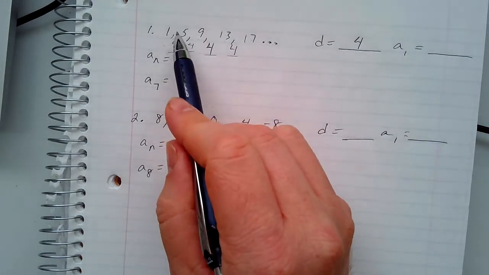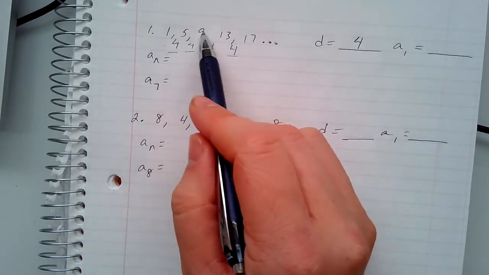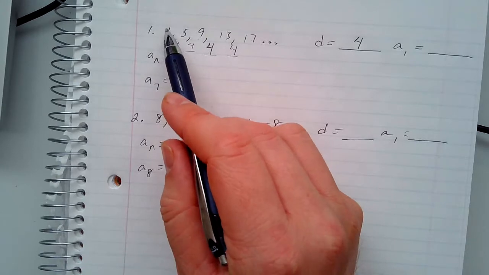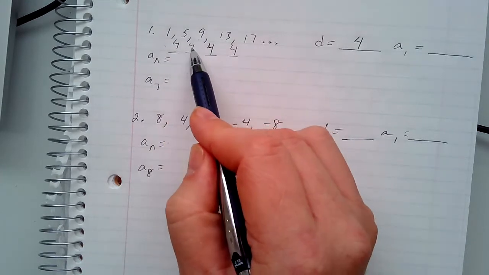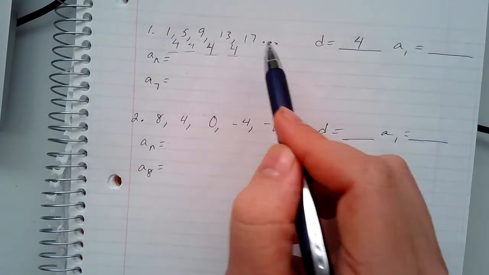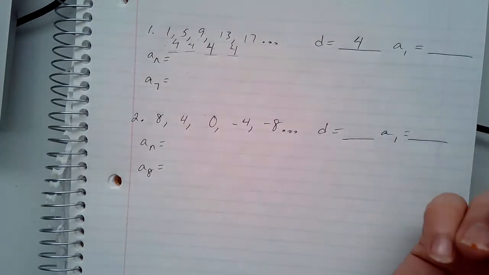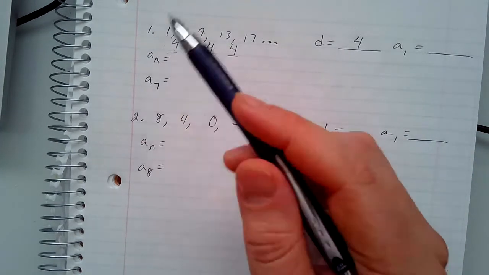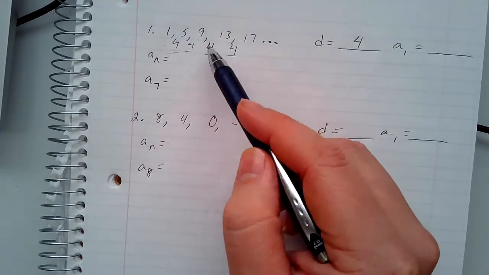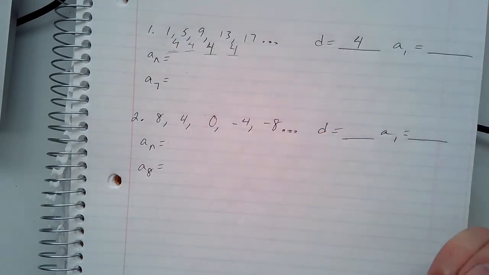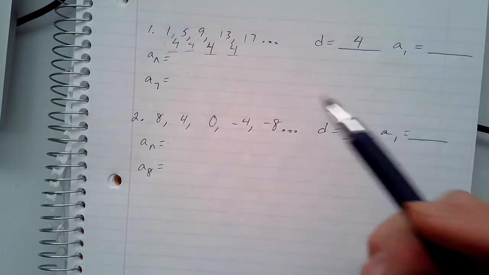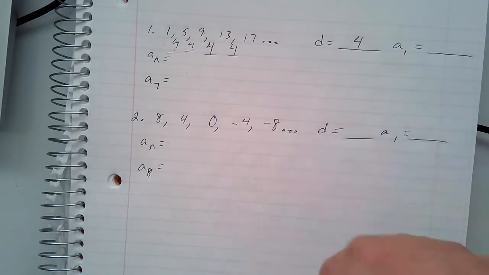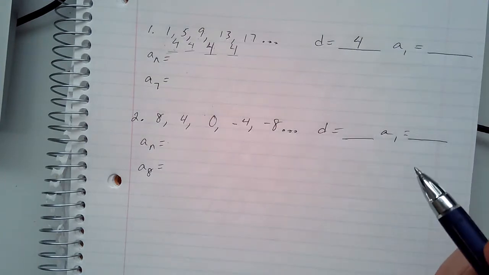Now, because there's addition or subtraction in between these, like 1 plus 4 would give me 5, 5 plus 4 would give me 9, on and on and on, we know that it is an arithmetic sequence. If we had to do multiplication, if it was 1 times 4 and then 5 times 4 to give me the next number, then that would be a geometric sequence. Anything multiplication or division related is geometric. Anything addition or subtraction related is arithmetic.